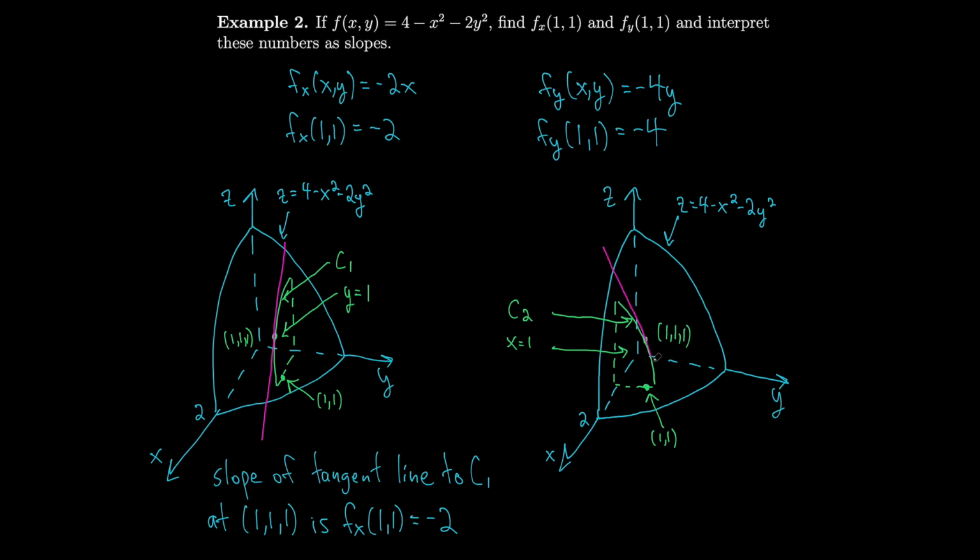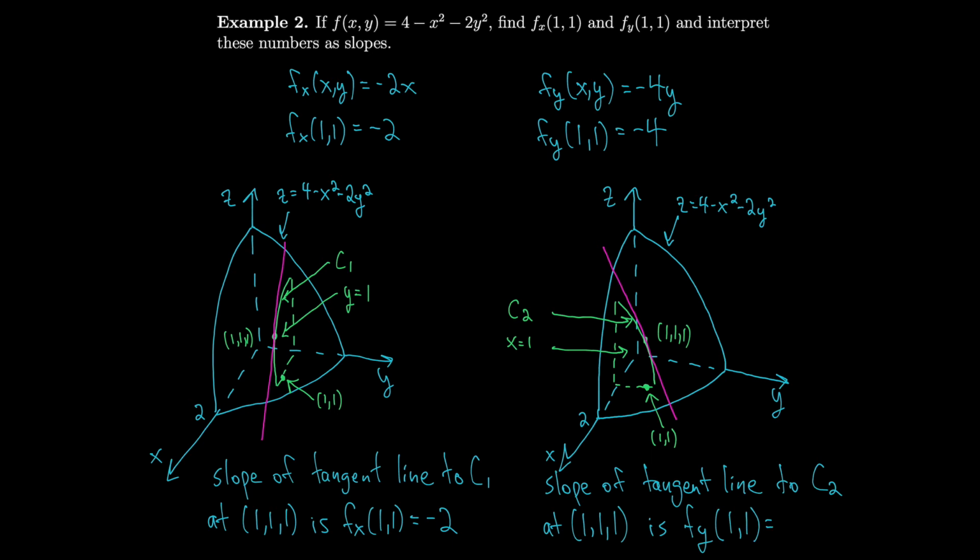So here's the tangent line. So it looks like, again, it should be negative, which it is. We calculated it was -4. So we could say the slope of the tangent line to C2 at (1, 1, 1) is the partial derivative with respect to y at (1, 1), which is -4.